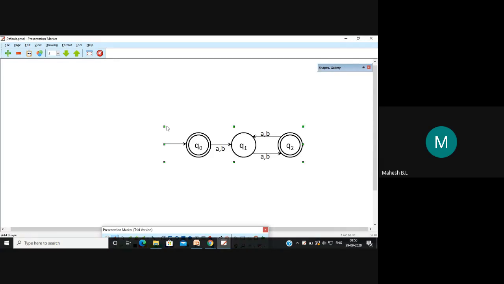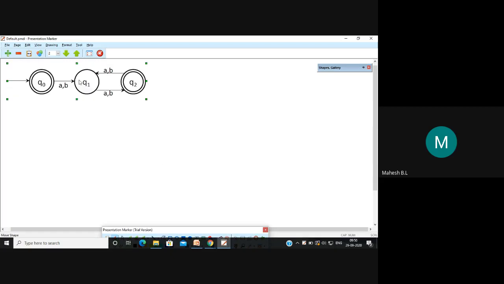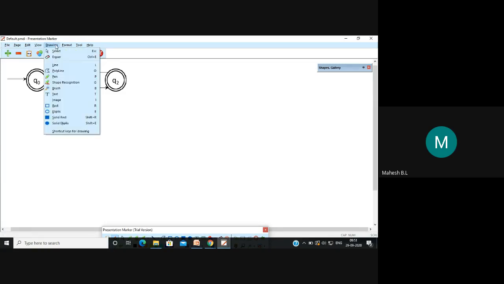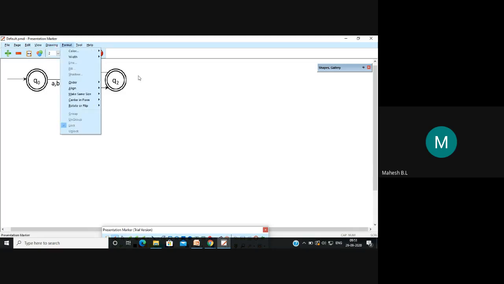So this is the given DFSM. This has to be minimized. Now what I'm going to do is draw the transition table. You know that this is nothing but the transition diagram. I'm going to draw the transition table.